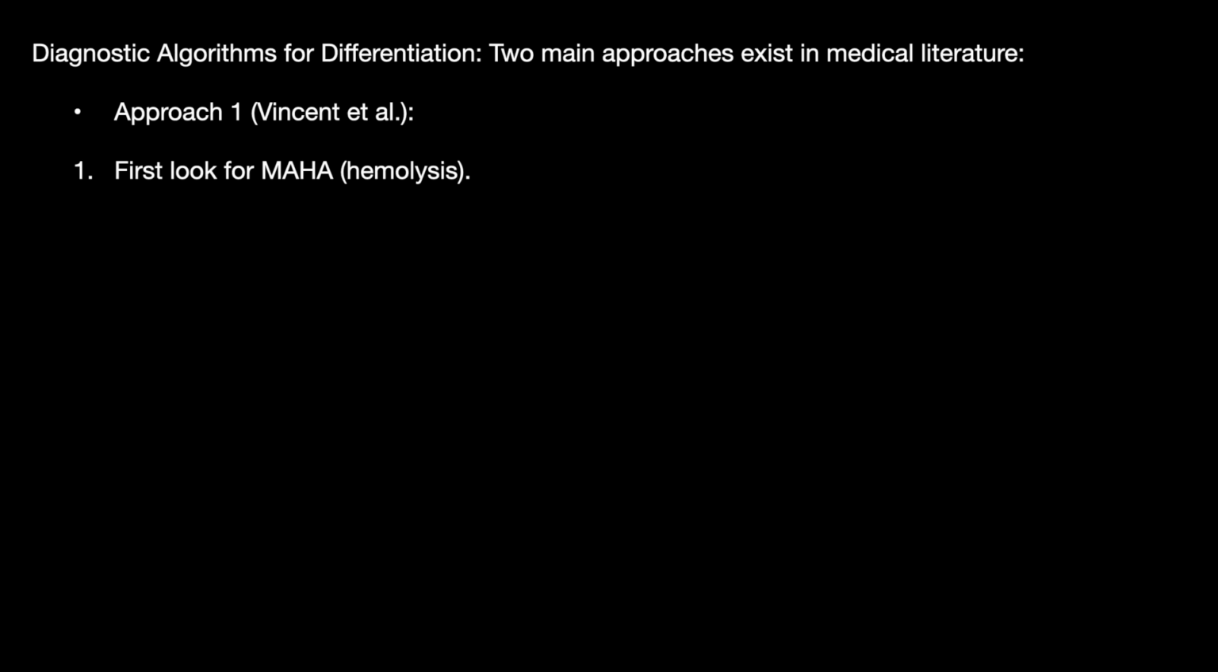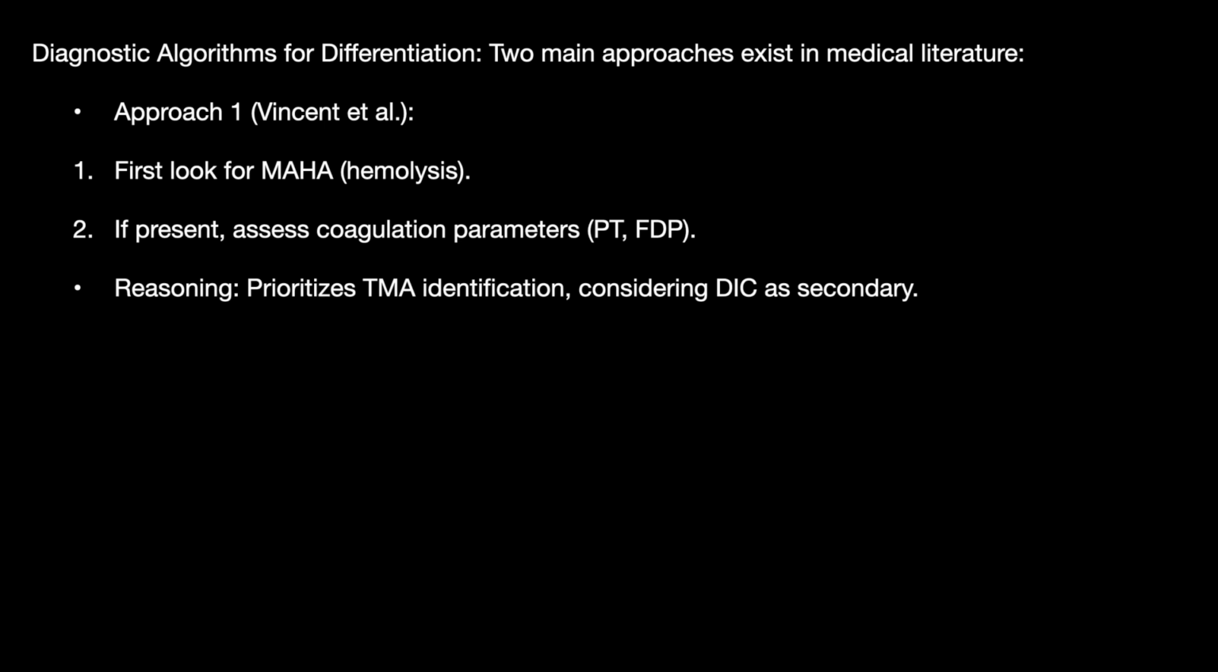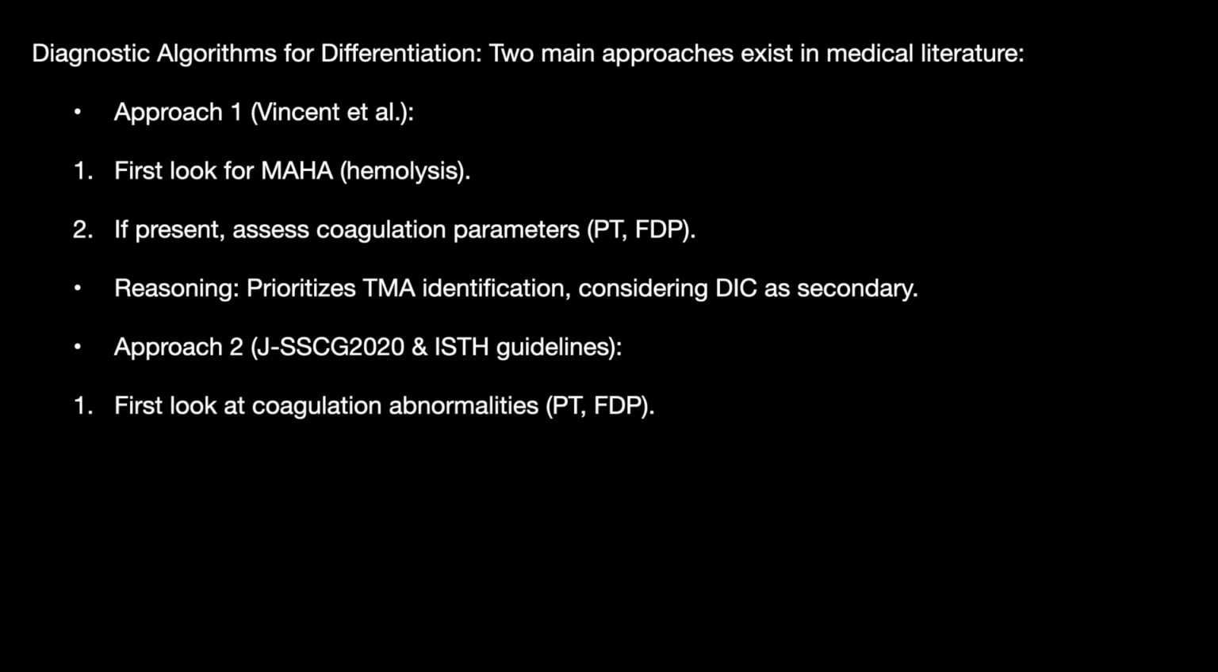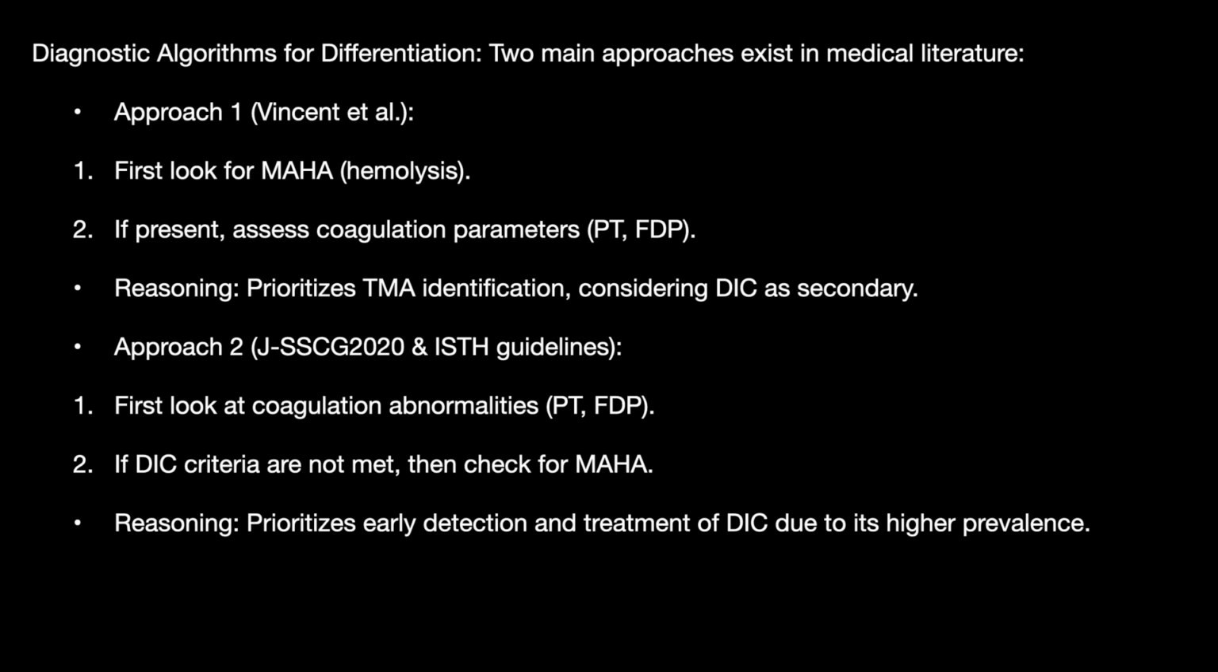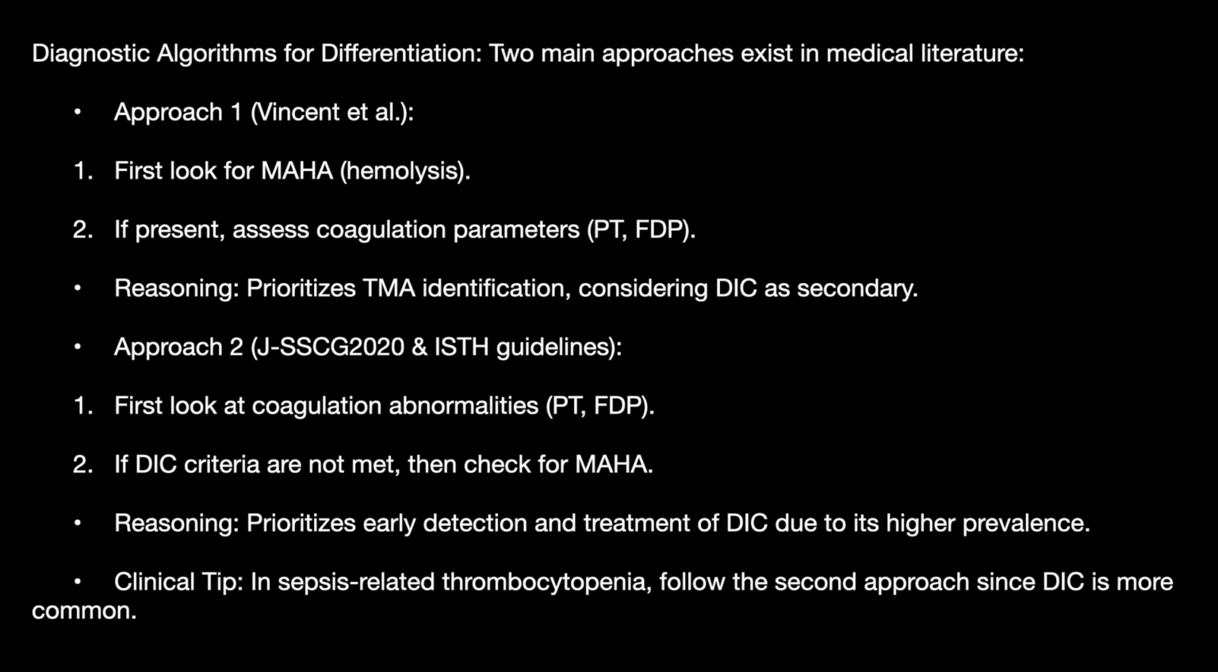So, regarding the diagnostic algorithm to differentiate the two, the main approaches exist in the medical literature. Approach one is to first look for MAHA. If you find hemolysis and schistocytes, then assess the coagulation parameters, that is the PT and aPTT. The reasoning is to prioritize TMA identification, considering DIC as secondary. Approach 2, that is the ISTH approach, is to first look at coagulation parameters, then if DIC criteria are not met, check for MAHA. The reasoning is prioritizing early detection and treatment of DIC due to its higher prevalence. Now, in clinical practice, if the patient has sepsis-related thrombocytopenia, following the second approach is more beneficial because DIC is more common.